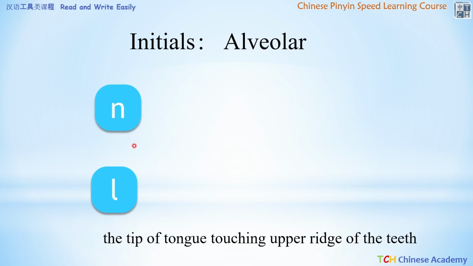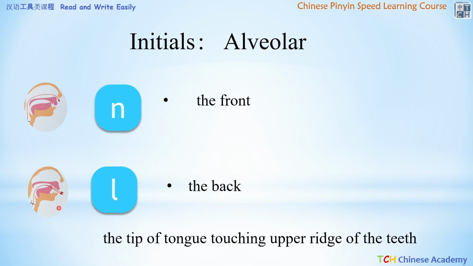Let's compare these alveolar initials. For some people, it's hard to differentiate N from L. Even some Chinese from the southern part of China have trouble differentiating these two. But once you know the tips, it's not that hard. Because they are all alveolar initials, when we pronounce these sounds, we need to make sure the tip of the tongue touches the upper ridge of the teeth. Look at the position of the tip of the tongue. When we pronounce N, we are touching the front part of the upper ridge of the teeth, whereas when we pronounce L, we are touching the back of the upper ridge of the teeth.